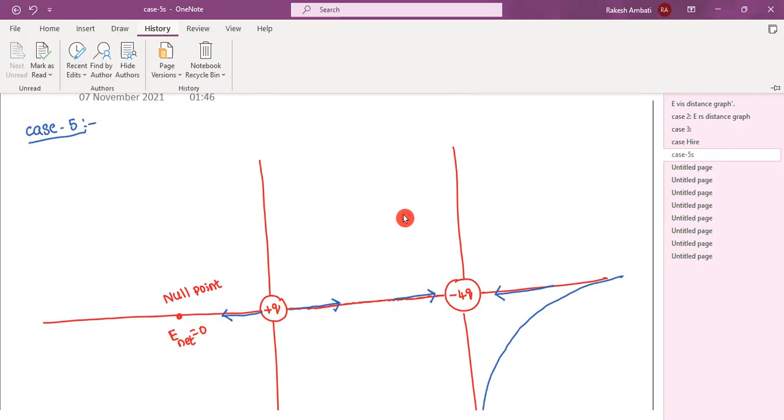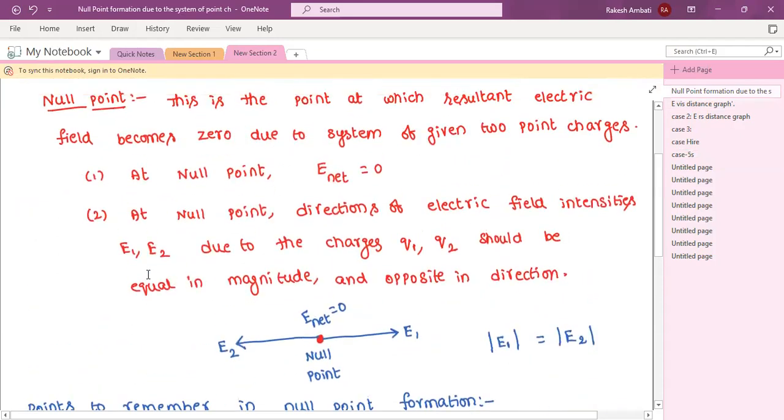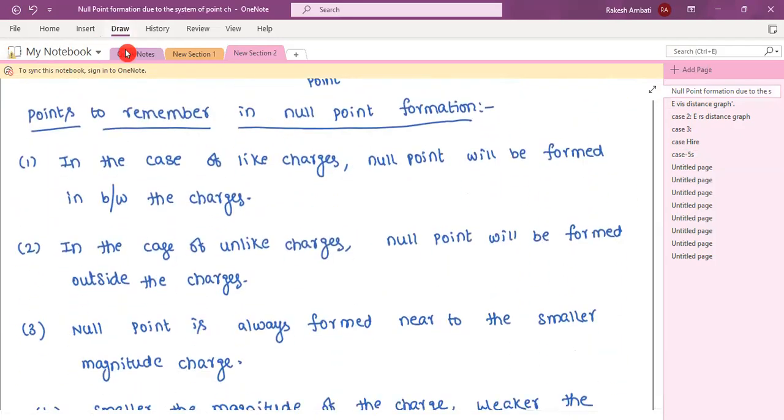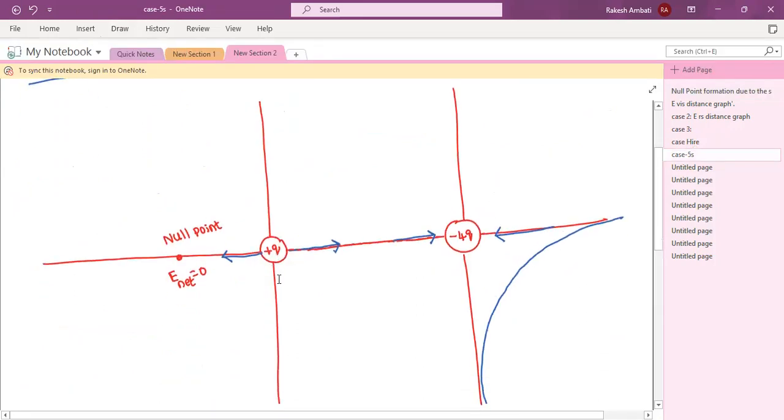But here one point, I told you already: the important point is the smaller magnitude charge. The smaller the magnitude of the charge, the weaker the electric field intensity. So this point we have to follow. Okay, so see in between the charges.